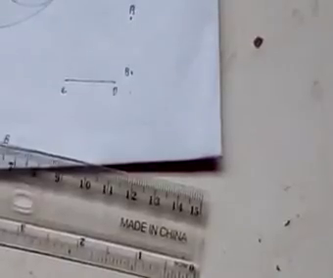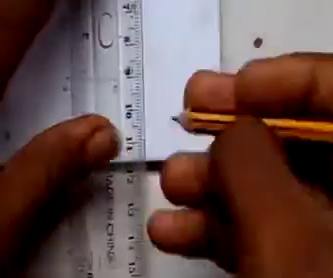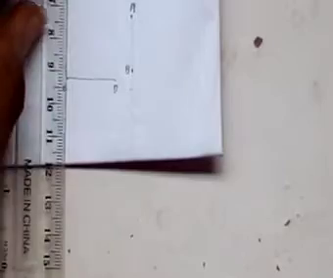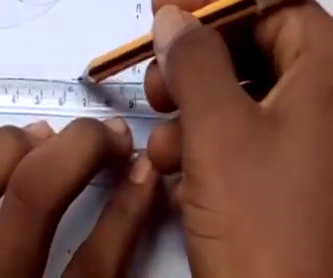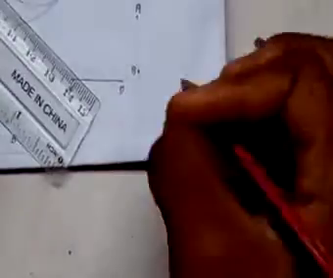Now the next step is to extend the line from A through B. So that's what we'll do here. Then you also extend CD to touch AB extended at E. So let's extend it. It touches at E. This is E.